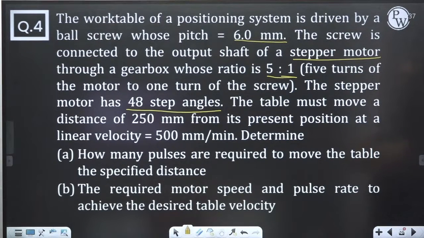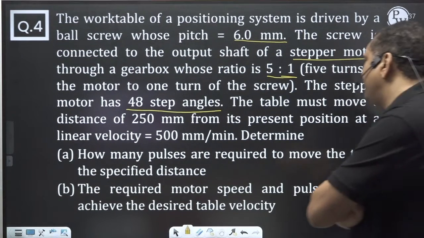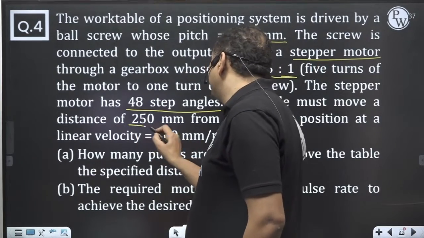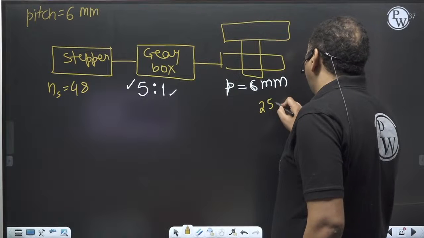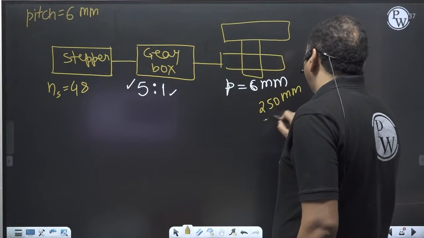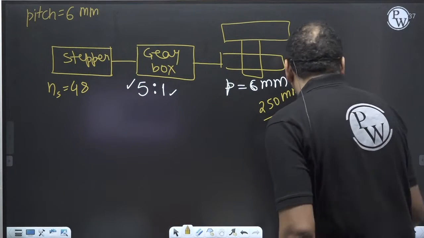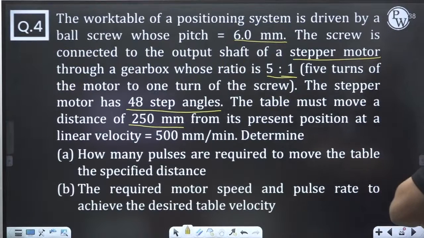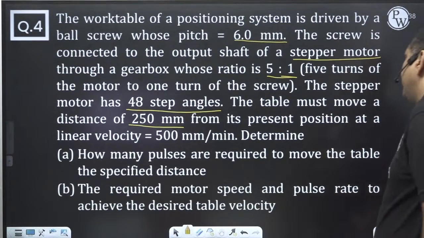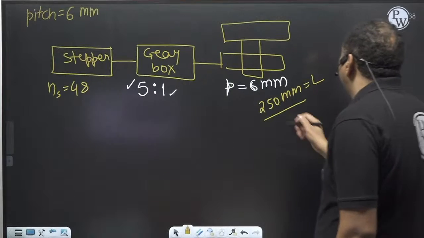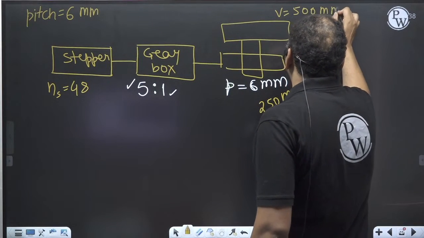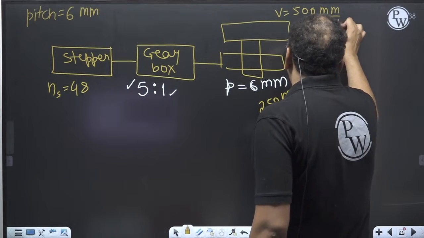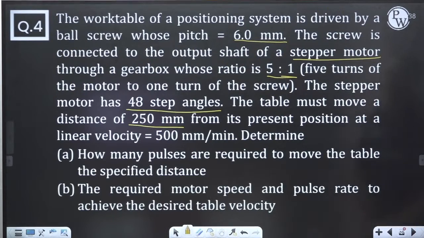The table must move a distance of 250 millimeter from the present position. So 250 millimeter is the total movement of the table from the present position at a linear velocity of 500 millimeters per minute. Velocity is 500 millimeters per minute. That is the linear velocity.